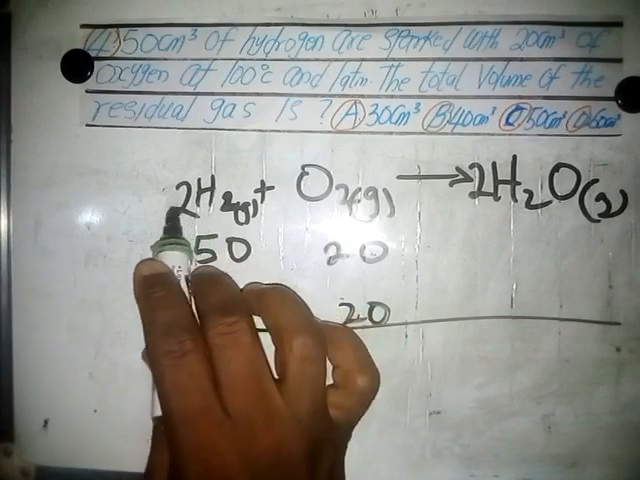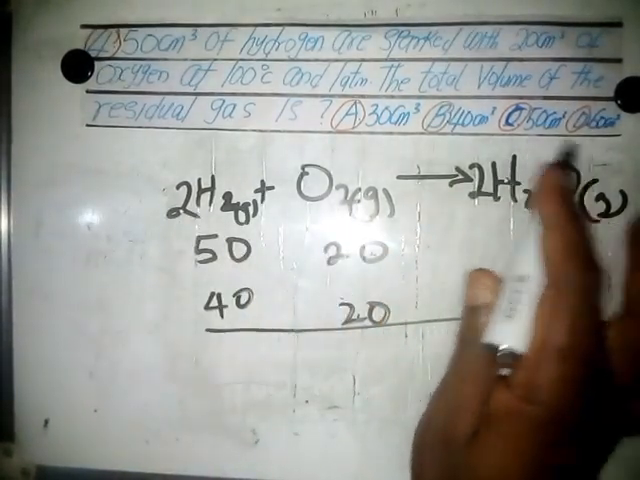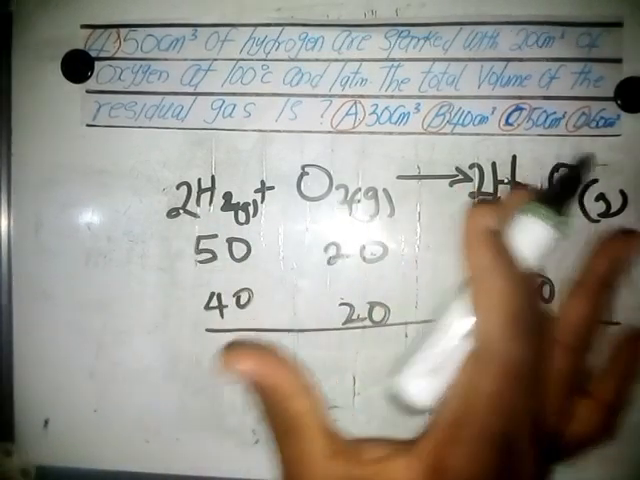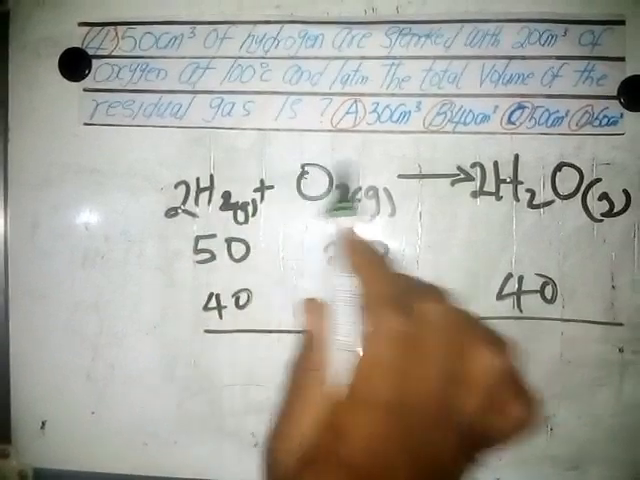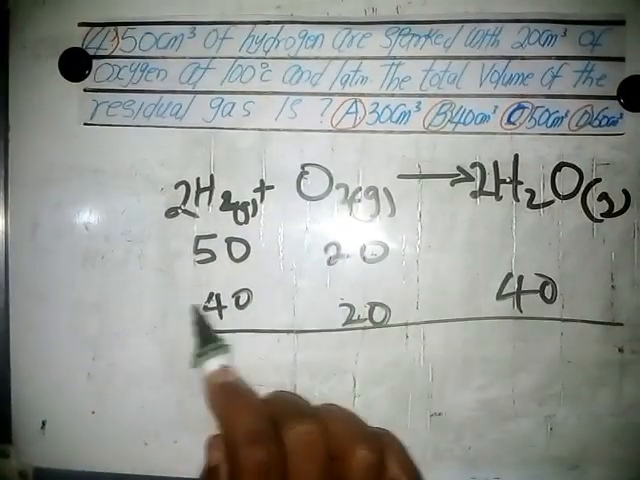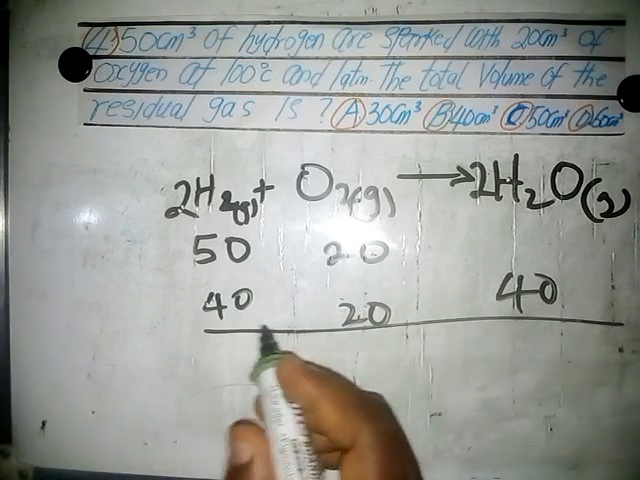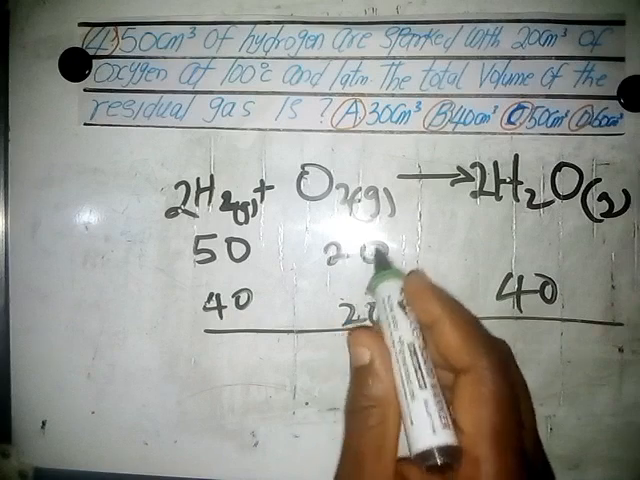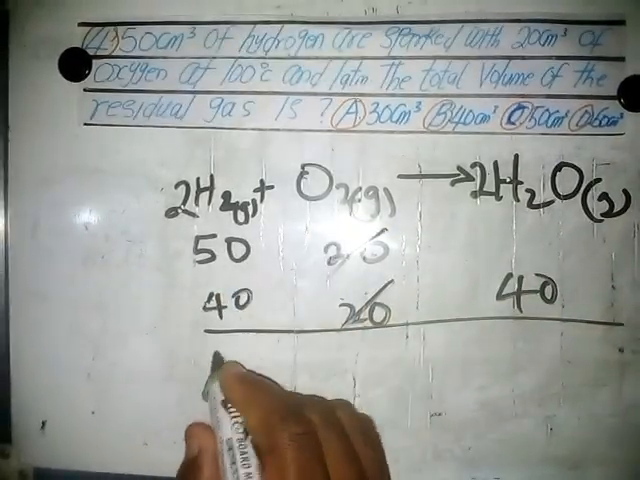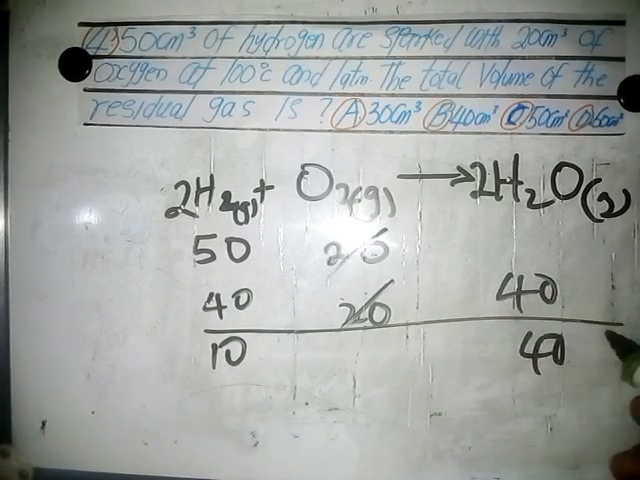Then because the molar ratio here and here is the same, automatically the volume of the product will also be 40, because the molar ratio has to follow this 2:1:2. That's the molar ratio. So from here, everything was used up. 50 minus 40, so 10 was remaining. Here is 40, the volume of the product.